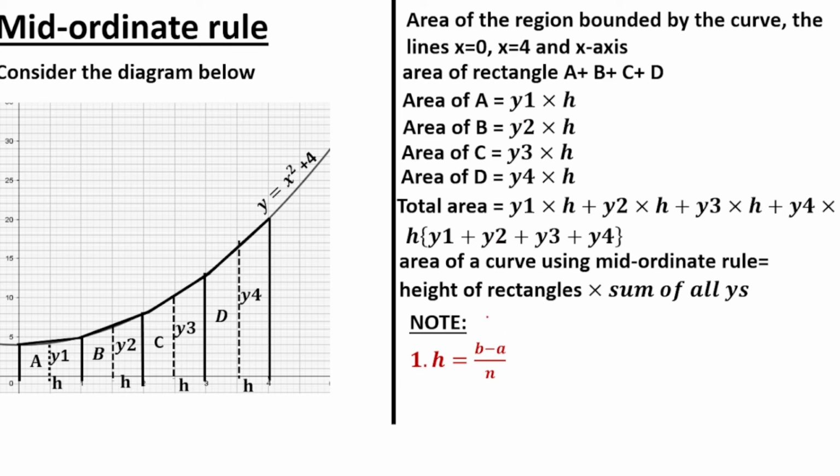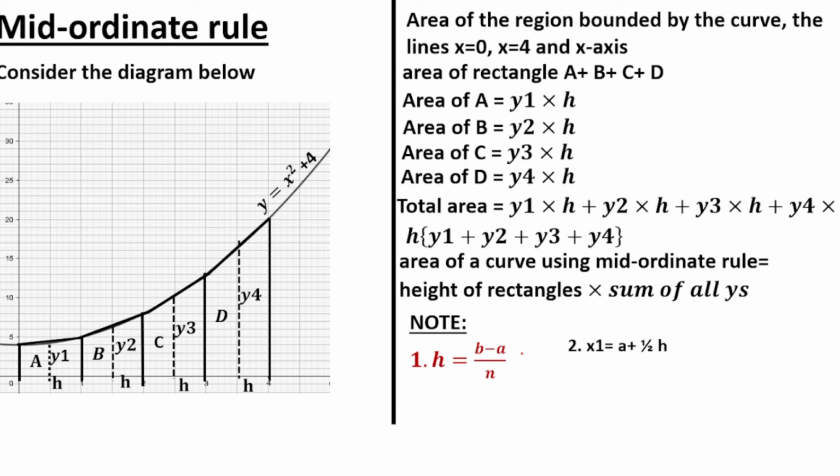So you take the upper limit minus the lower limit divided by n, where n is the number of strips. In the mid-ordinate rule, the number of ordinates is equal to the number of strips, while in the trapezium rule we said the number of ordinates is always one more than the number of strips, but in this case they are equal.